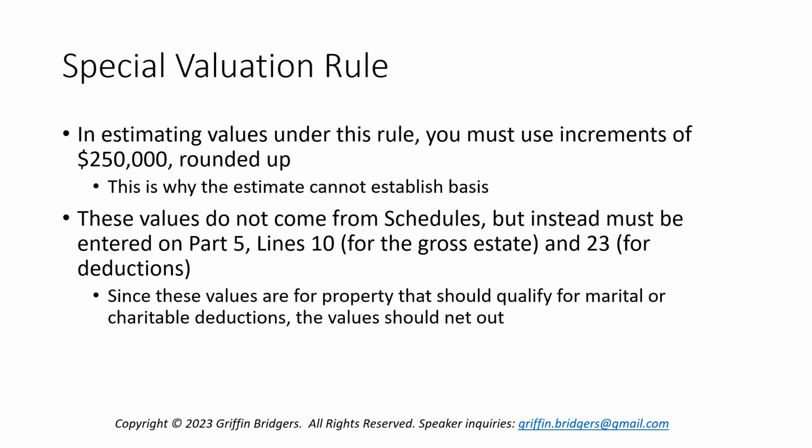Now, it's important to note that these values don't end up on the various schedules on which you report valued property, but instead are derivative and carry over to Part 5, line 10 for the gross estate, and then line 23 for the deductions. And because these are values that are estimated for property that should qualify for the marital or charitable deduction in full, based on the fact that it generates a DSUE, then really the values on lines 10 and 23 should end up netting out at the end of the day.